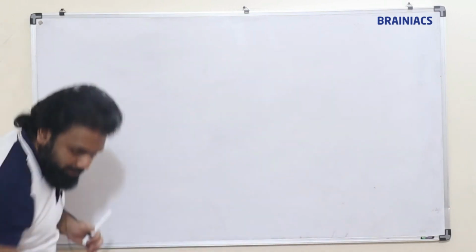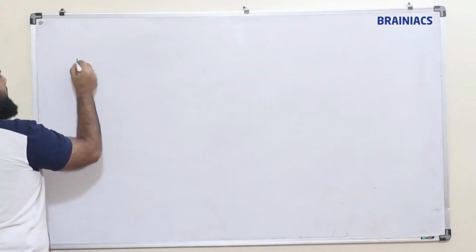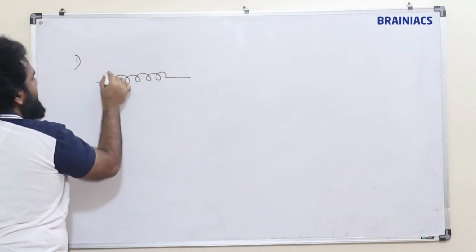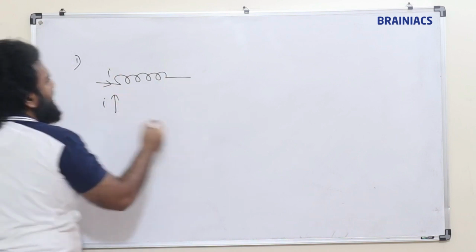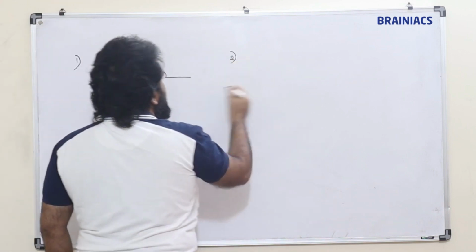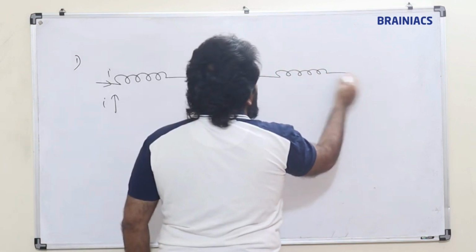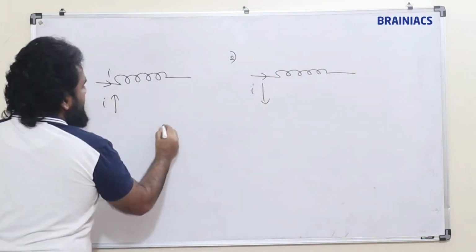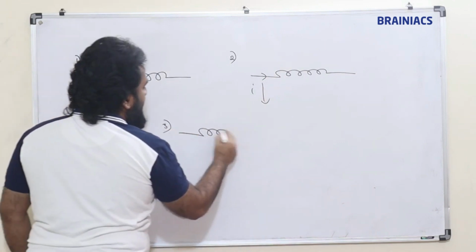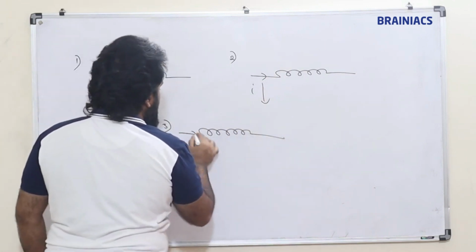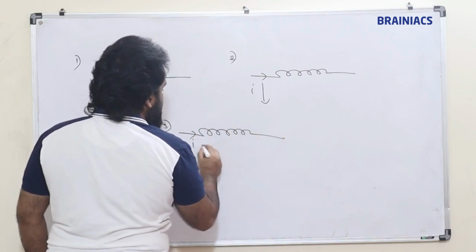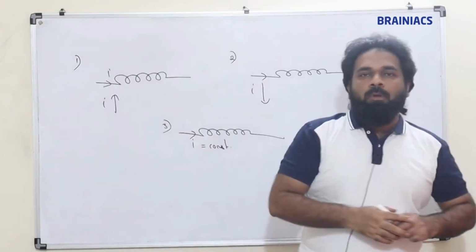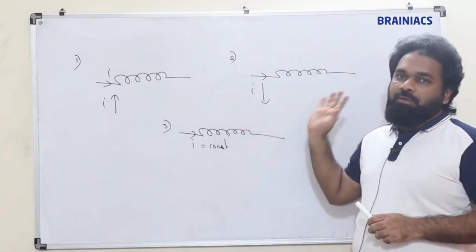Okay, so three situations are possible. First situation, a coil, current is coming and this current is increasing. Second situation is a coil and current is passing through, and this current is decreasing. Third situation is a coil and current is passing and this current is constant. Okay, so these three situations are there.